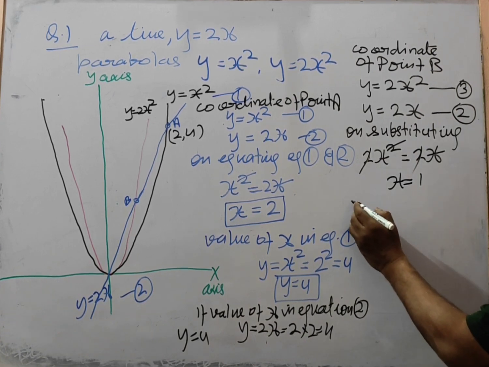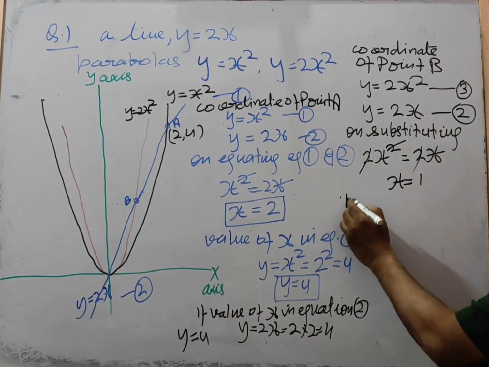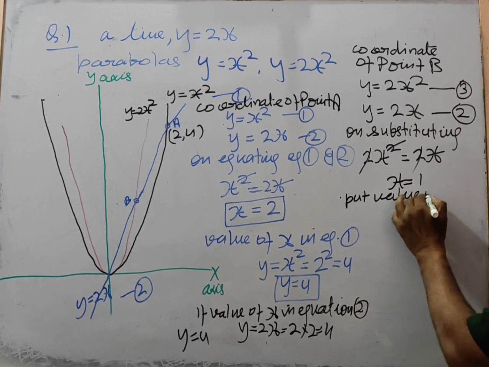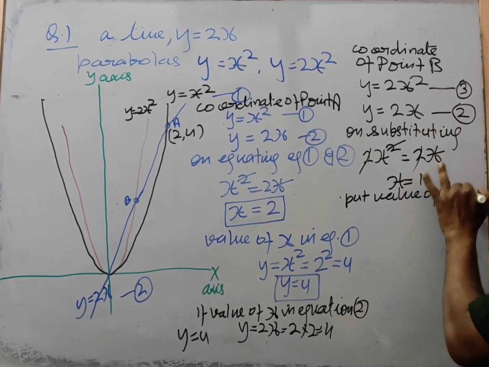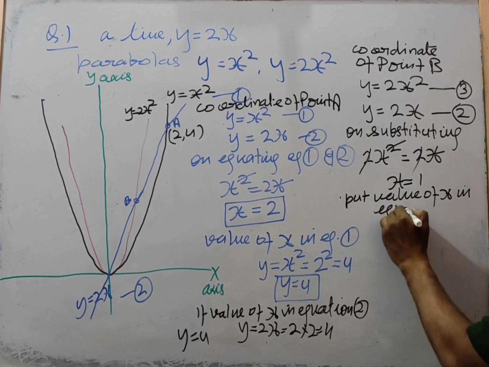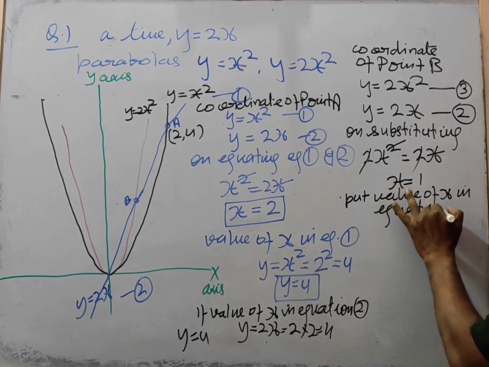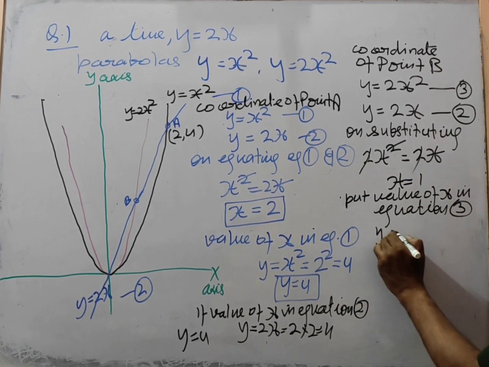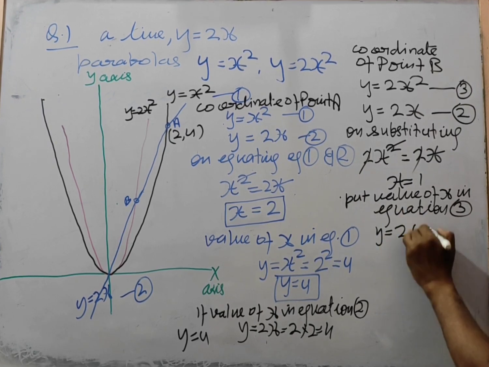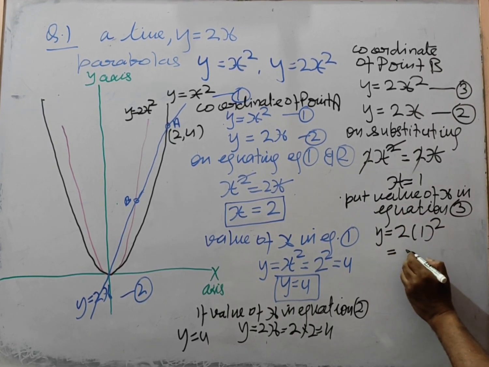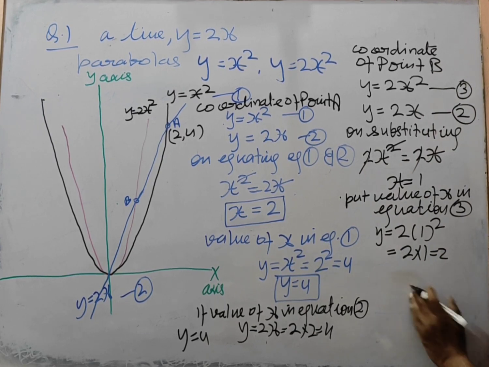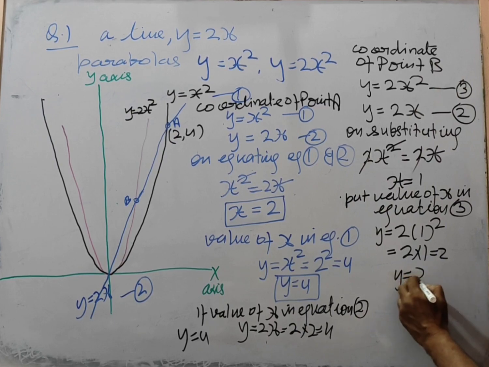Now put the value of x in equation 3, sorry. So that is y is equal to 2 into 1 square, which becomes 2 into 1, so y is equal to 2. Getting?